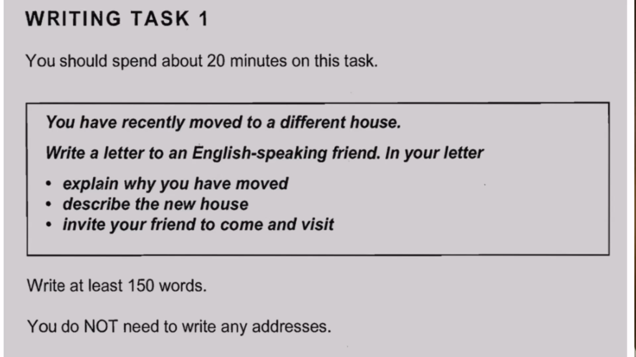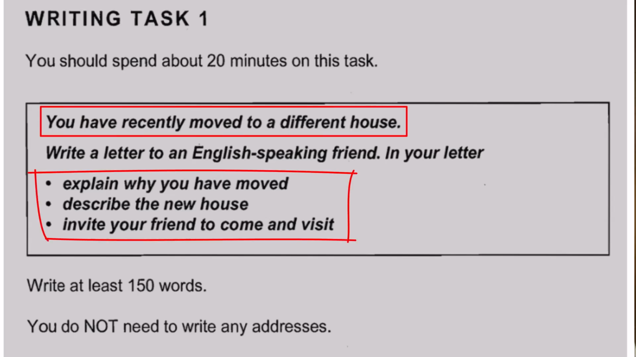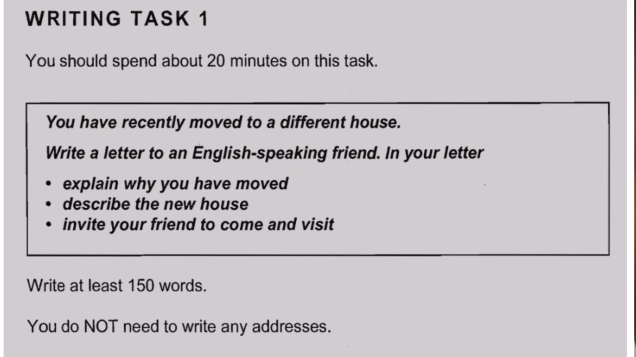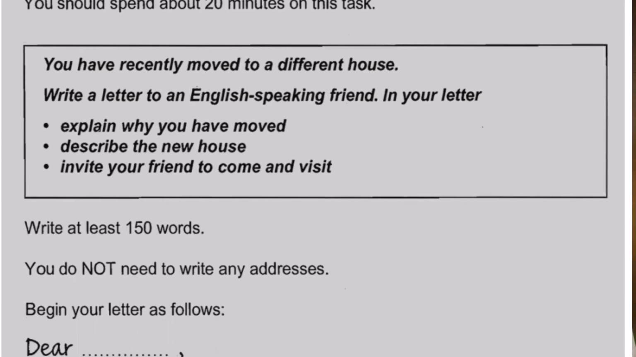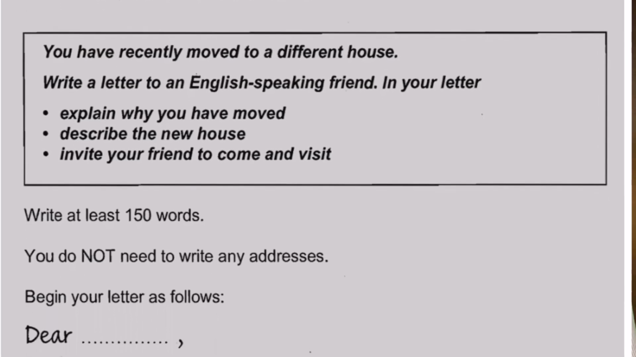come and visit. So you can see that there is a statement and then there are three bullet points. These three bullet points mean that you have to write one paragraph on each bullet point. So there will be three body paragraphs. And then they tell you that you have to write only 150 words. And next they tell you that you do not need to write any address. So you don't write any address or anything like this. You can start with dear, then you can say dear sir or madam, dear John, like this.